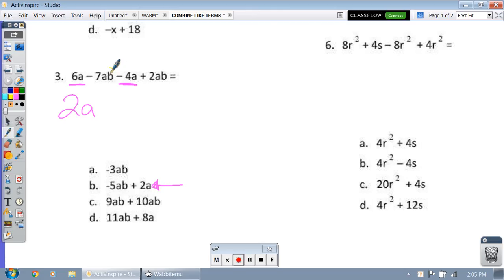Let's look at one more here. Negative 7ab, the ab's are going to go with the ab. So negative 7 plus 2, that's going to give you negative 5ab. And if you look, they just put the terms, they put the ab first and then the a, so our answer is B.